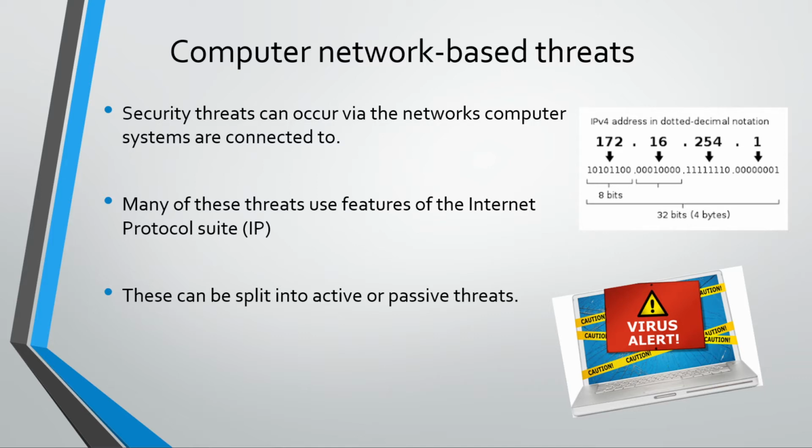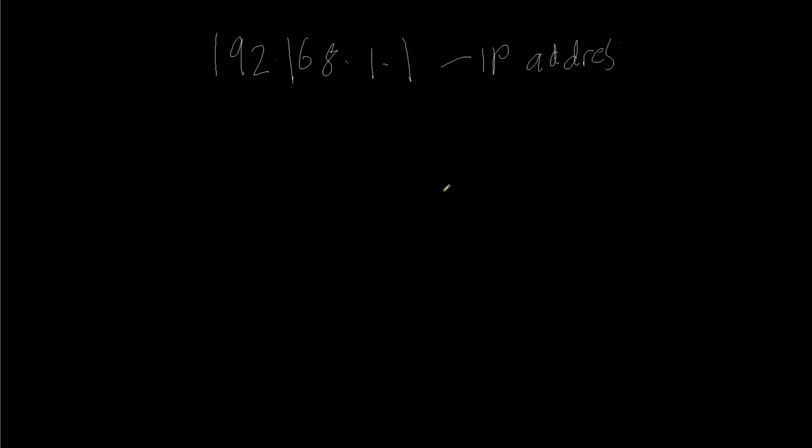So, with IP addressing in particular, a lot of this is based around numbers that you've probably all seen before. So 192.168.1.1. Now you've probably seen this number many, many times before. So this is known as an IP address, Internet Protocol address.